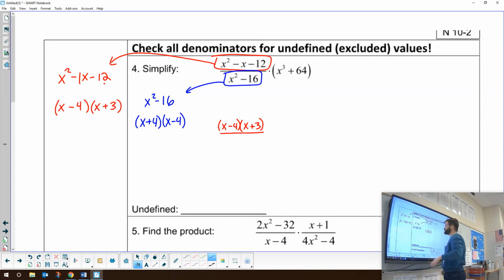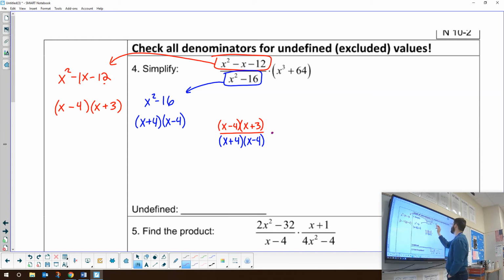This is just a difference of squares. So this is going to go on bottom: x plus 4 times x minus 4. Hey, look at that, I already see two that can factor. All right, now, this one over here, pretty strange. Let me show you what I mean.